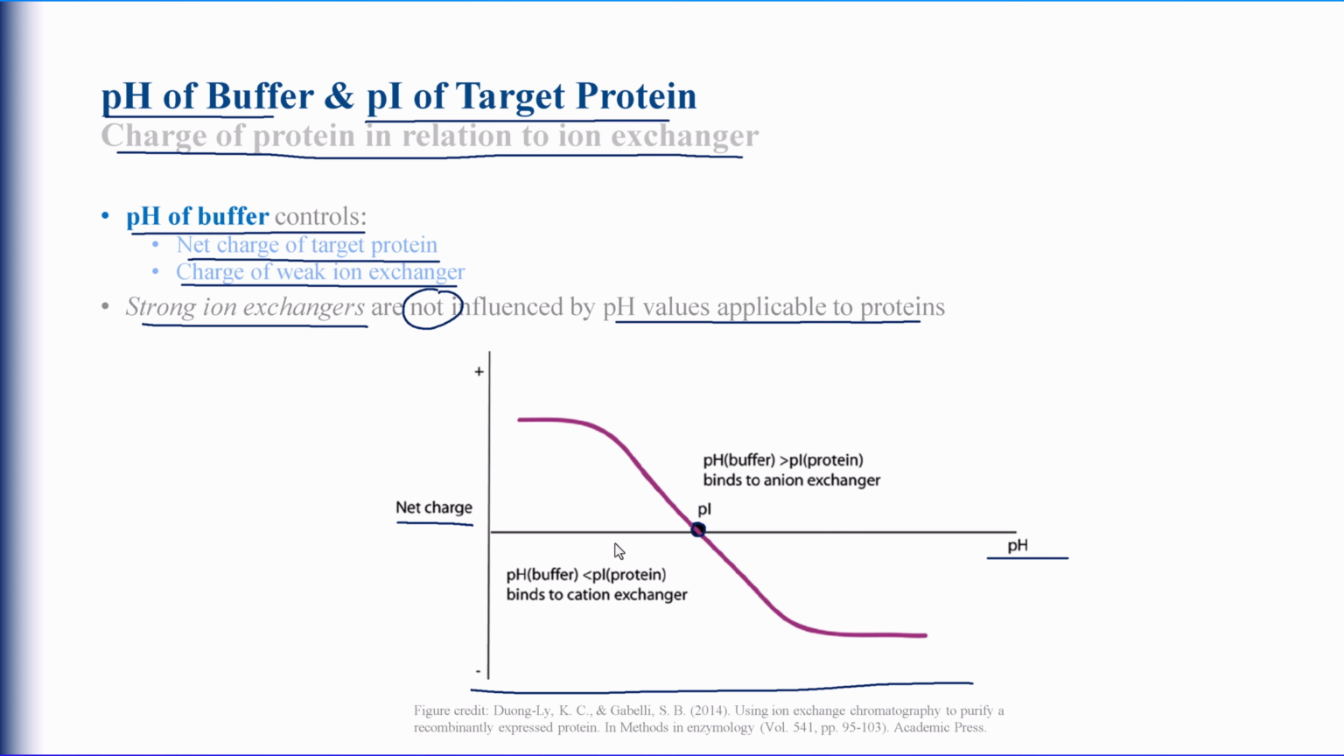What we have to recognize is that when the pH is lower than the isoelectric point of the protein, the protein has a net positive charge and it binds to a cation exchanger. On the other hand, when the pH of the buffer is greater than the isoelectric point of the protein, then the protein has a net negative charge and thus it binds to an anion exchanger. Keep in mind that a cation exchanger is one that has negative ion exchange resins, and an anion exchanger is one that has positive ion exchange resins.